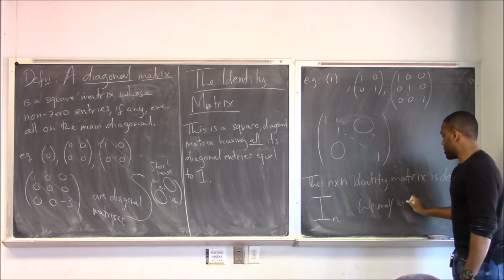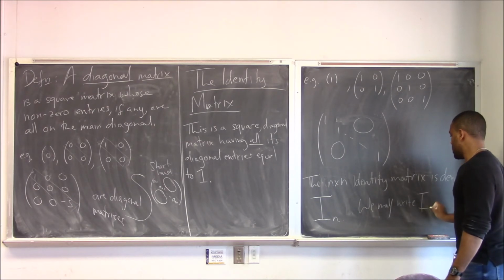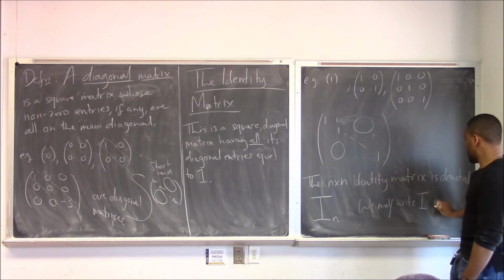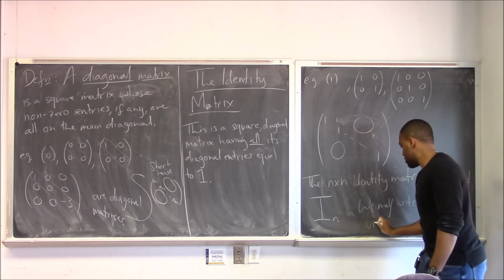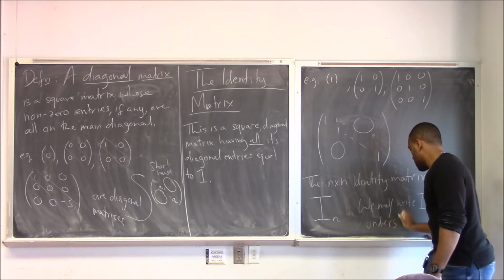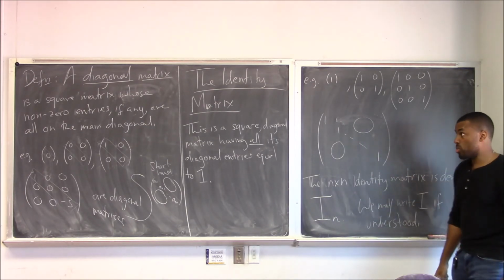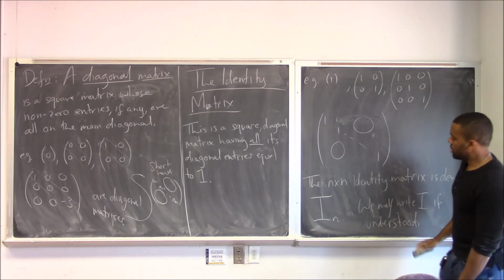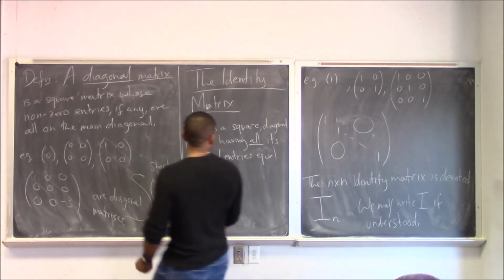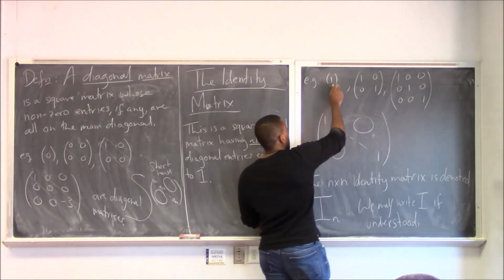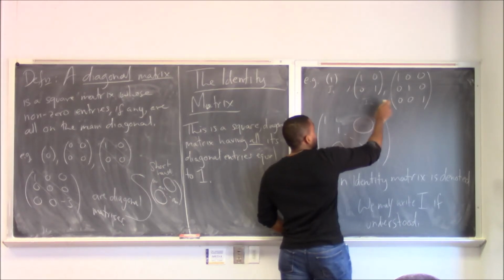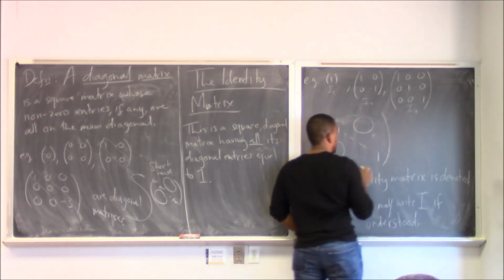We may write I if the dimensions are understood. But you might want to emphasize what dimension you're working with. You write I_n. So for example, this guy is I1, this guy is I2, this guy is I3, this guy is In.